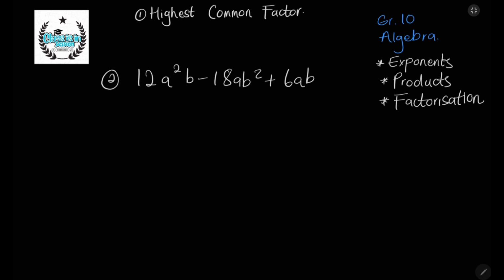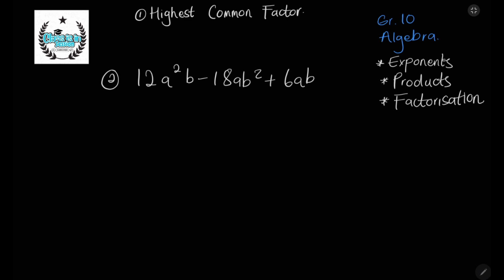Now let's try the second example. In this case, let's do one that has more variables. We have 12a squared b minus 18ab squared plus 6ab. Guys, if you don't understand the previous example, please rewatch it or go and check out the grade 9 highest common factor video. So what's the first step? We have to find the HCF of 12, 18, and 6.